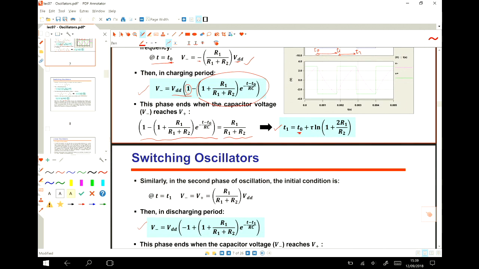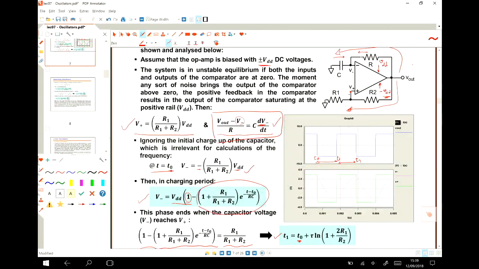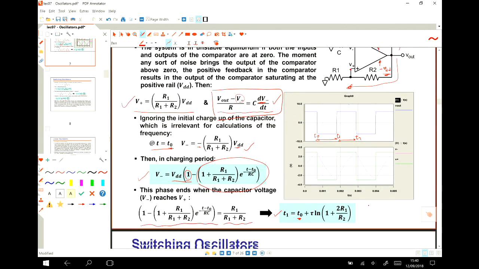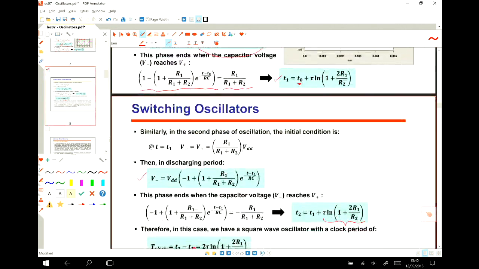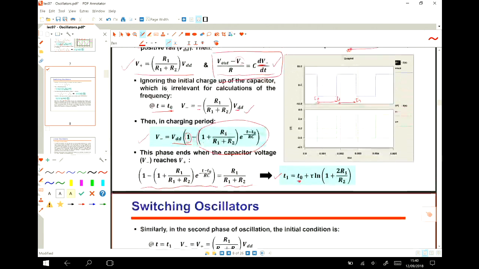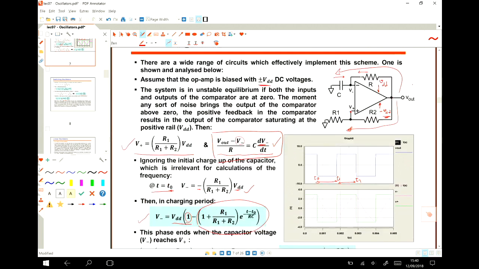I found the time that we need to charge the capacitor from 0 to the value of V plus point. And then I found the time that we need to discharge that capacitor to, again, the 0 value. Okay?